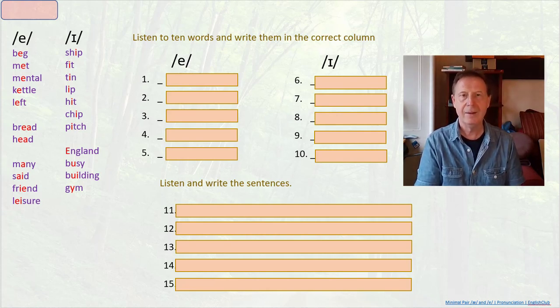Number 6, built. Number 7, guilt. Number 8, hid. And that's the past tense of hide. Number 9, mystery. Number 10, guild. Now this word means a small group of people who have the same job or the same profession. It's called a guild. So those are the 10 individual words.